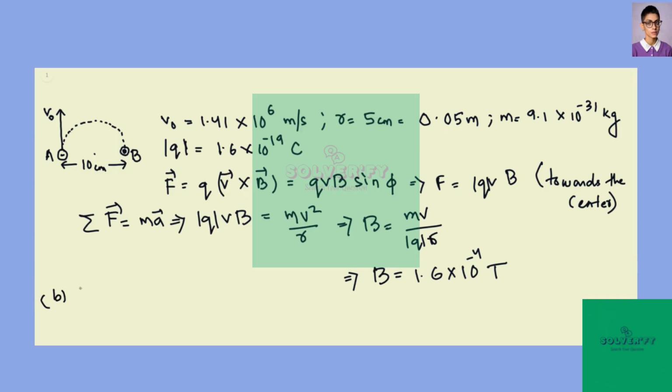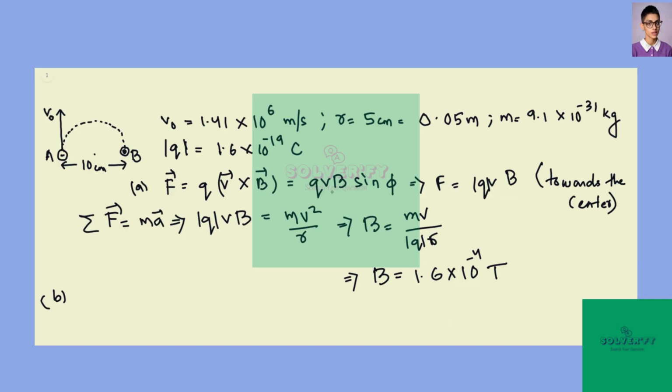Now for the second part, so this is the first part. For the second part, the speed of the electron as it moves along the path is constant, as you can see. And the magnetic force changes with the change in direction of the velocity, but its magnitude stays constant because sine phi is always 1 and the rest of the values are constant.